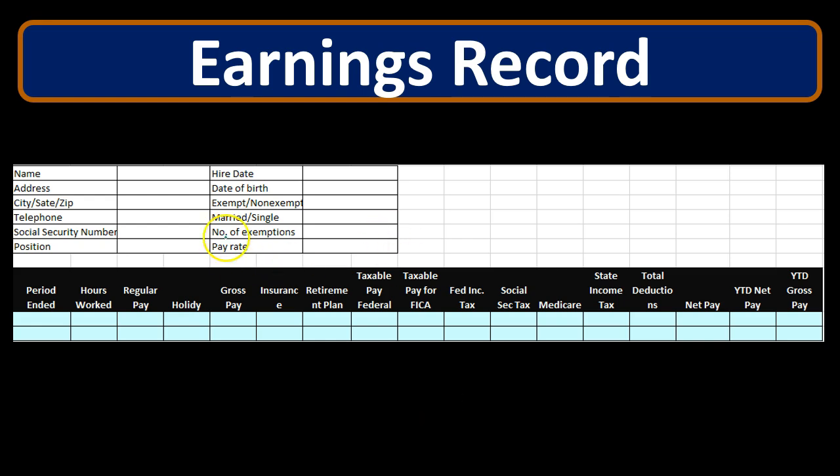And of course, on the earnings record, we've got the name, the address, the city, the telephone number, the social security number, the position, the hire date, the date of birth, exempt or non-exempt. And that's going to have to do with whether or not we have to pay them overtime under law. We'll talk a bit more about that.